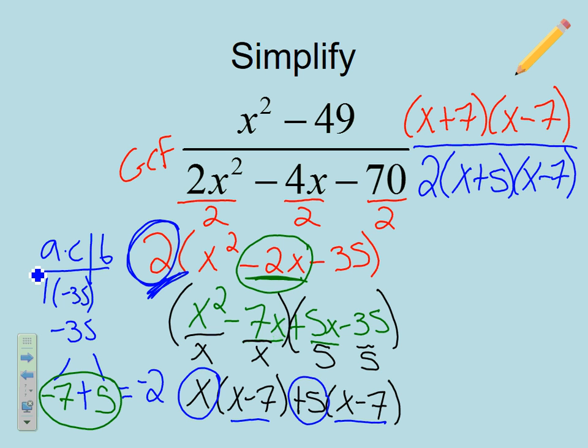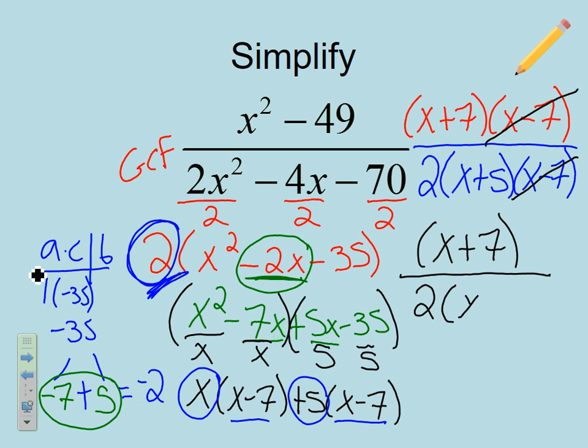Now I have to work on that canceling part. It has to be exactly the same. So I have an x plus 7 on the top, but if it's not on the bottom, I have to keep it. So I keep my x plus 7 on the top, but I have an x minus 7 next, and there is also an x minus 7 on the bottom, so that can be canceled out. So on the top, I have x plus 7. On the bottom, I have 2 and x plus 5. I have nothing else in common, so then those are going to be the same.